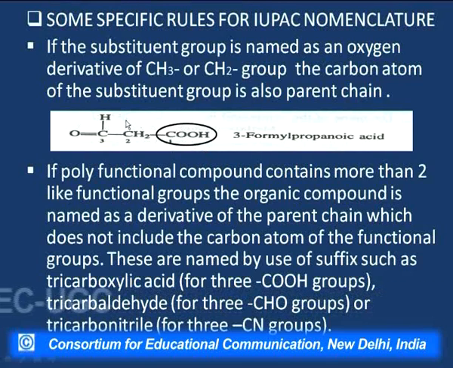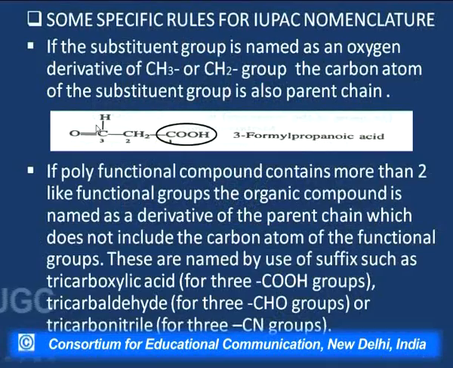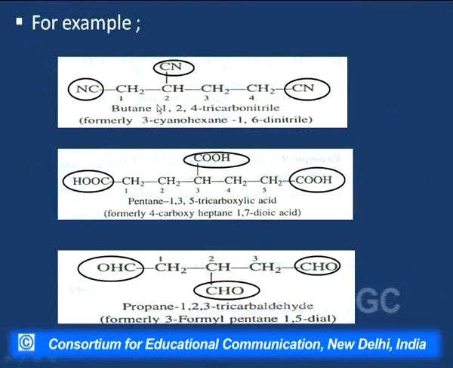Here the parent chain is the carboxylic group. So the name will become, and the carbon chain has 3 carbons in it. Here I am including the carbon of this substituent also in the parent chain. So the name will become 3-formyl propanoic acid, 3 carbons, and the parent group is carboxylic acid. So the name becomes propanoic acid. Now let us go on to the next few examples.